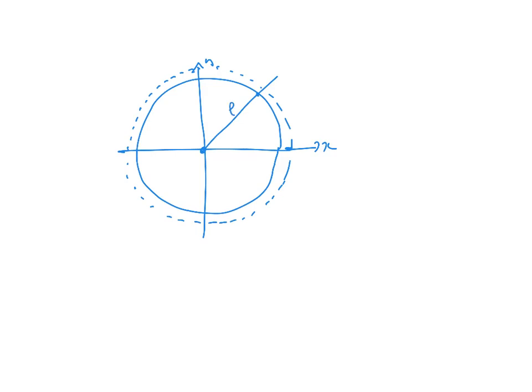This is rho, and this is rho plus delta rho. So what is this distance? Say delta L rho. It's just delta rho, right? The distance between rho and rho plus delta rho.